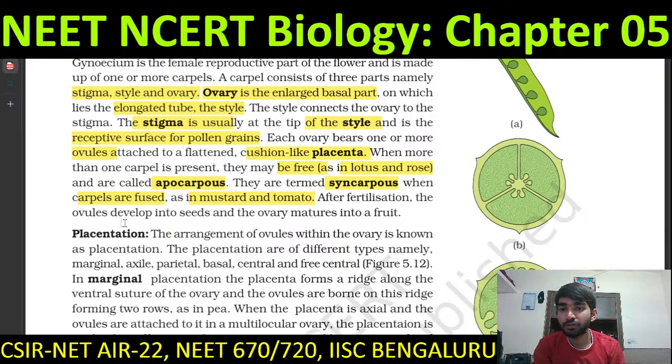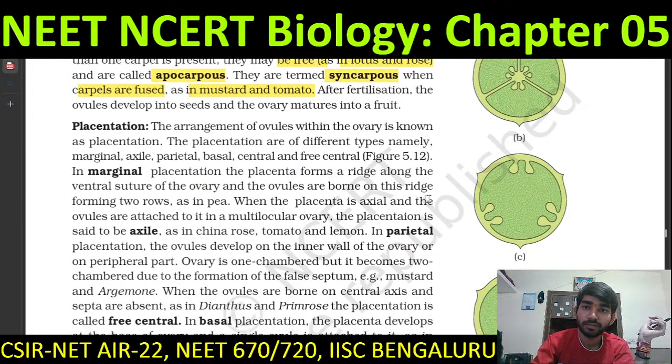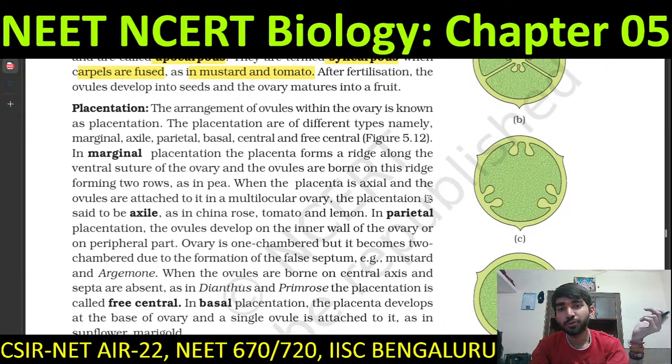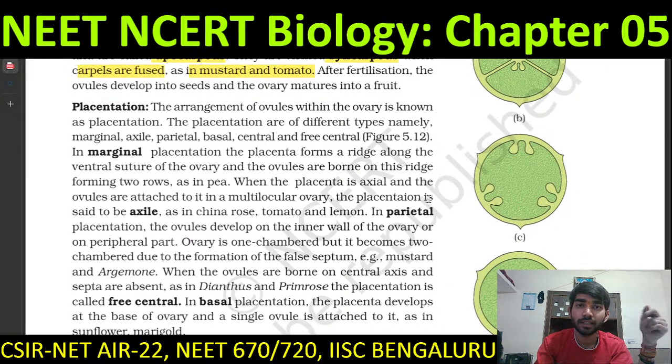After fertilization, the ovules develop into seeds and the ovary matures into fruits. The ovules which are attached to the placenta become seeds, and the entire ovary which was harboring the ovules becomes the fruit that we eat or the animals eat. So that is a means of luring the animals for pollination.